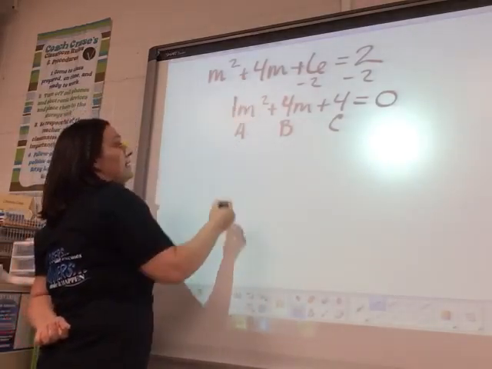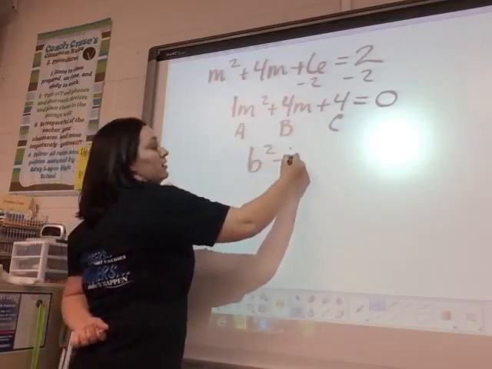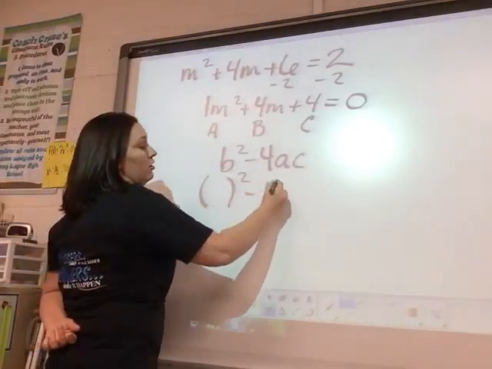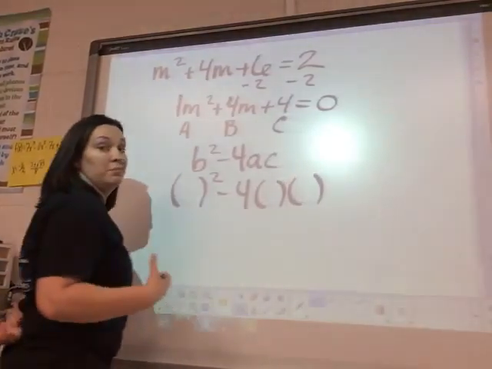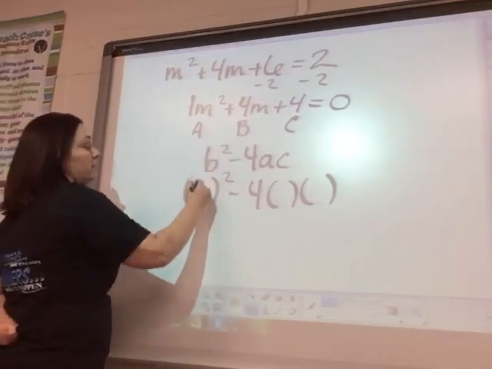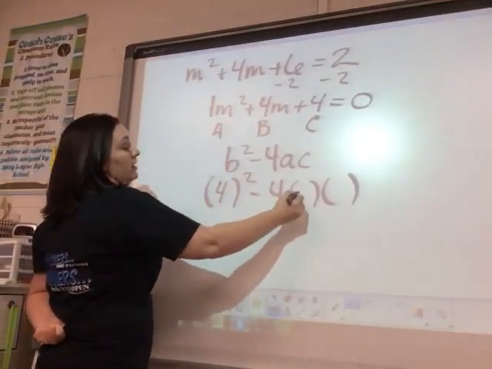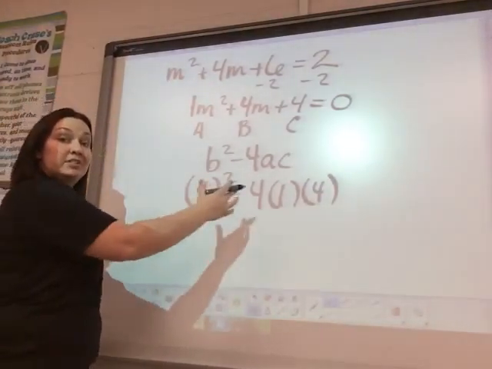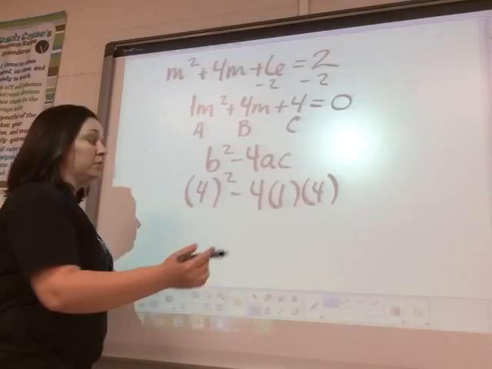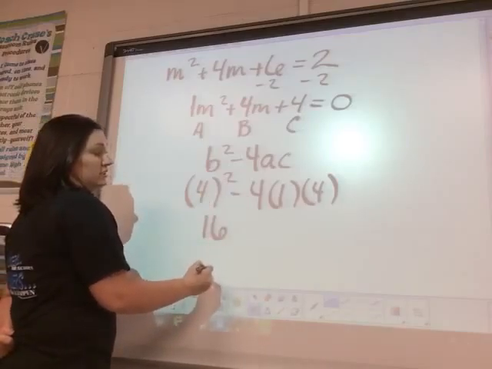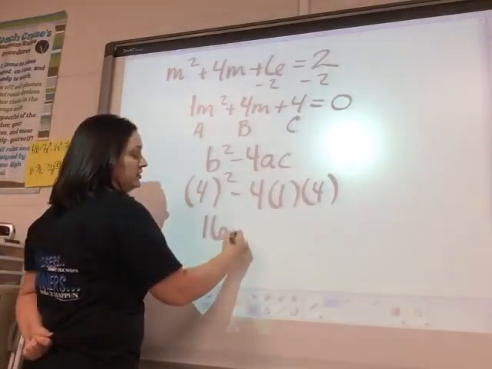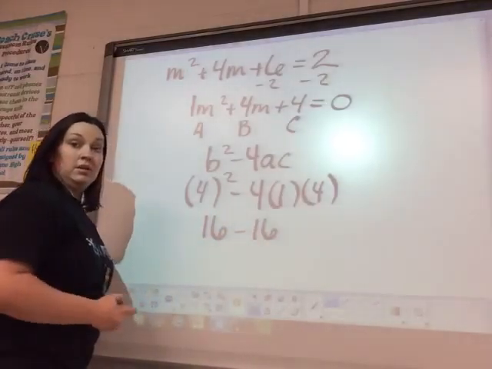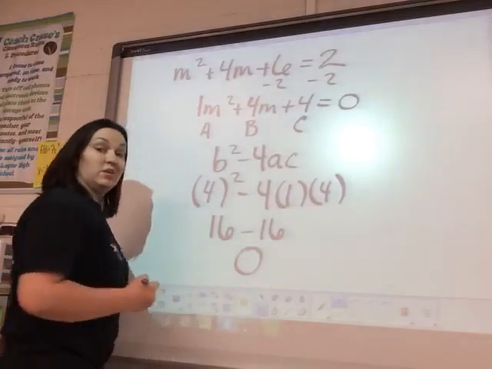Okay? Now, your formula, b squared minus 4 times a times c. Always put your parentheses as placeholders and plug in some numbers here. So in place of b, 4. In place of a, 1. In place of c, 4. Again, you could type this in the calculator or just do some simple math. 4 squared, 16. A negative times a positive is still negative. 4 times 1 is 4, times 4 is 16. And 16 minus 16, well, that's going to be a 0.